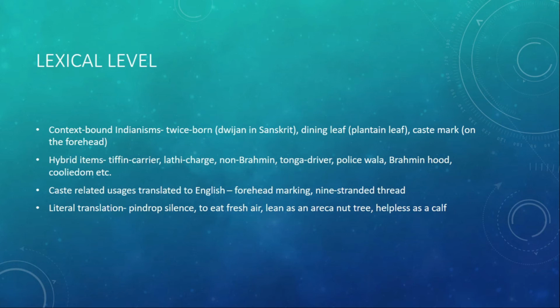In relation to caste, we have certain words which are translated literally. Like forehead marking. Nine-stranded thread is the thread worn by Brahmins, translated from Punul. So these are words related to the caste system.